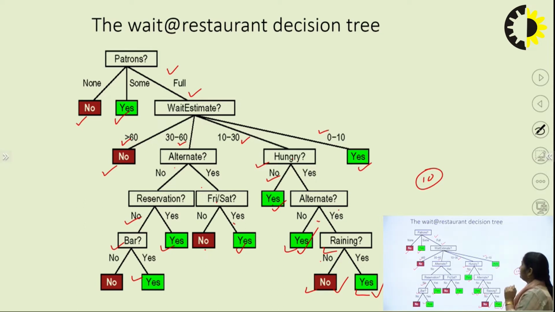Now, when we have the concept of decision tree, we need to discuss two things. One is how to learn this decision tree, so we will talk about inductive learning, and one more thing we'll talk about, that is the expressiveness. So let us do one by one.